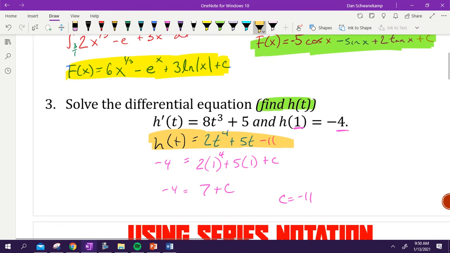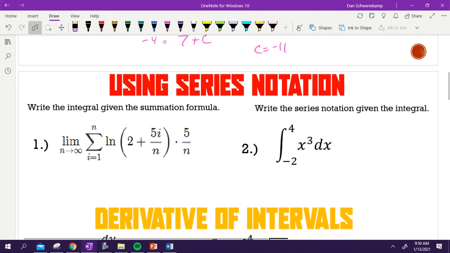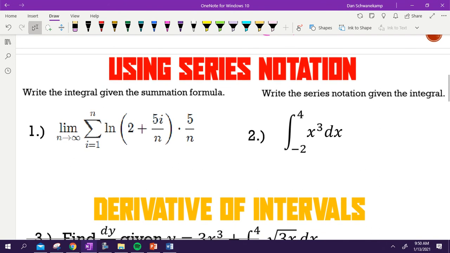Questions on 3. Let's switch gears to what we learned yesterday using series notation. I'm not giving you multiple choice on this. I want you to kind of think your way through it. So the first one, you're trying to rewrite this as an integral. For the second one, you're rewriting this in limit notation. So you've got this limit as n approaches infinity. Fill in the blanks. See what you can do.